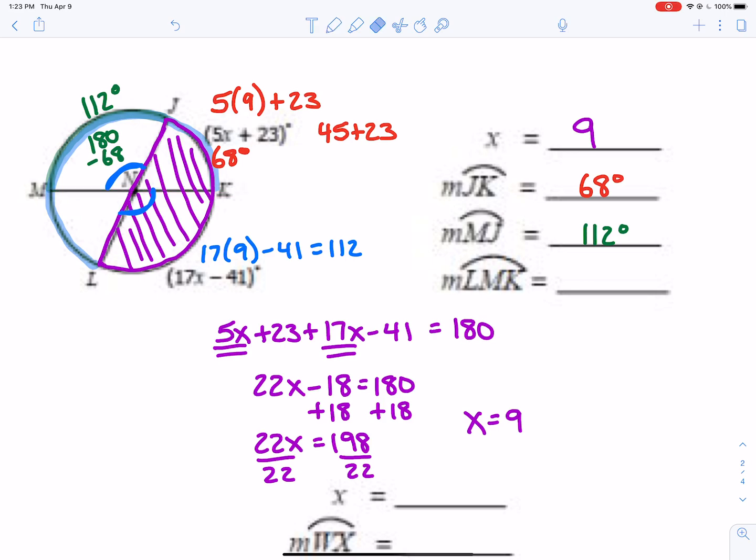And then we would be able to say that arc LMK is 360 minus 112, which would be 248.